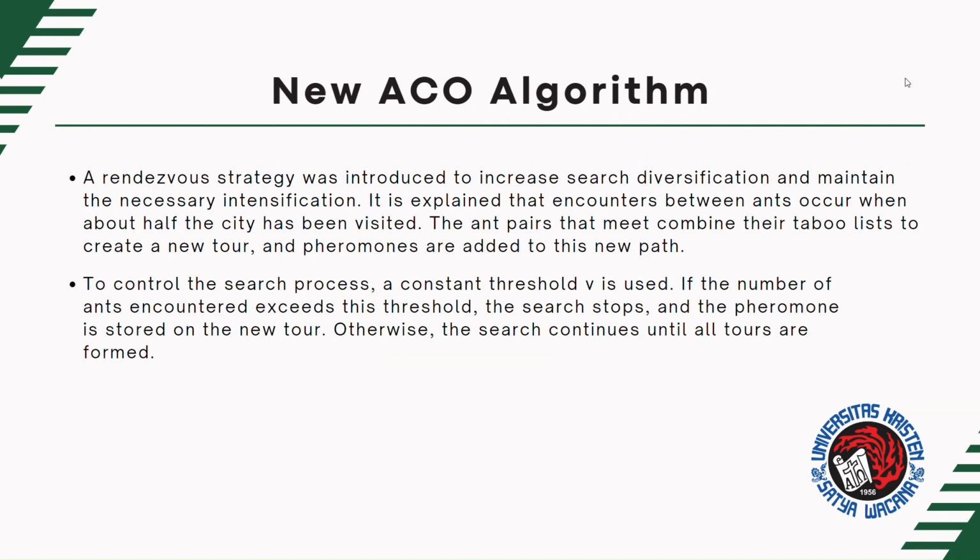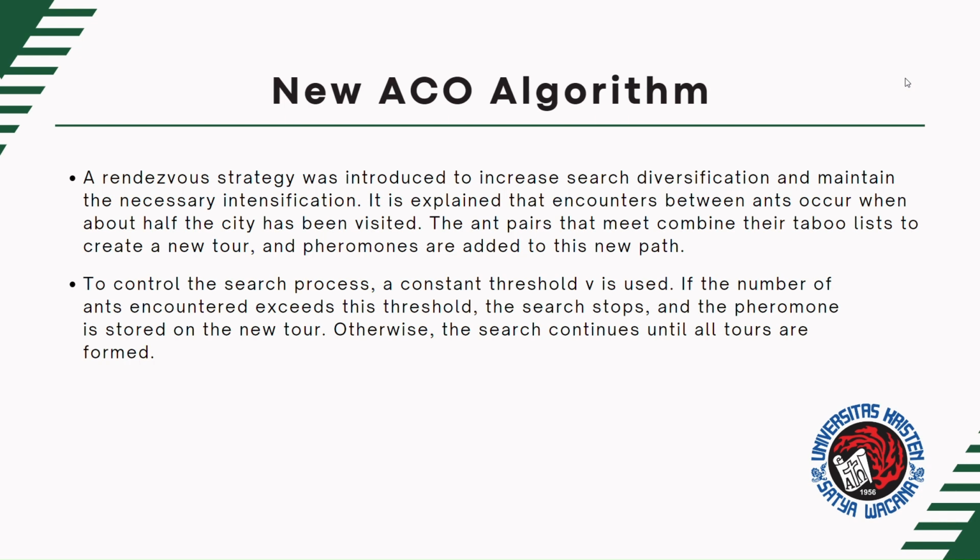So in the previous discussion, initially in traditional ACO, ants will choose cities with high flexibility. However, at the end of the search, ants select cities without diversification, which reduces the ability to explore other potential paths. It is argued that this may result in fast convergence but weak diversification. So, a new rendezvous strategy was introduced to increase search diversification and maintain the necessary intensification.